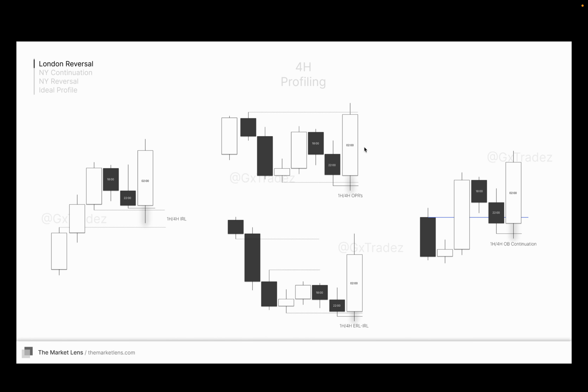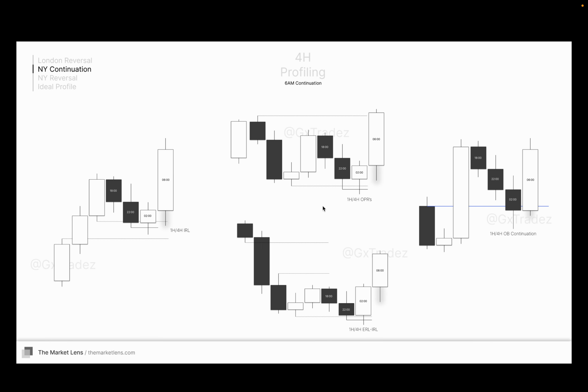So this is a London reversal. It has to take out the previous candle's low on that 4-hour time frame because it's a reversal candle. Does that make sense? So it's basically going to be a reversal into expansion candle.